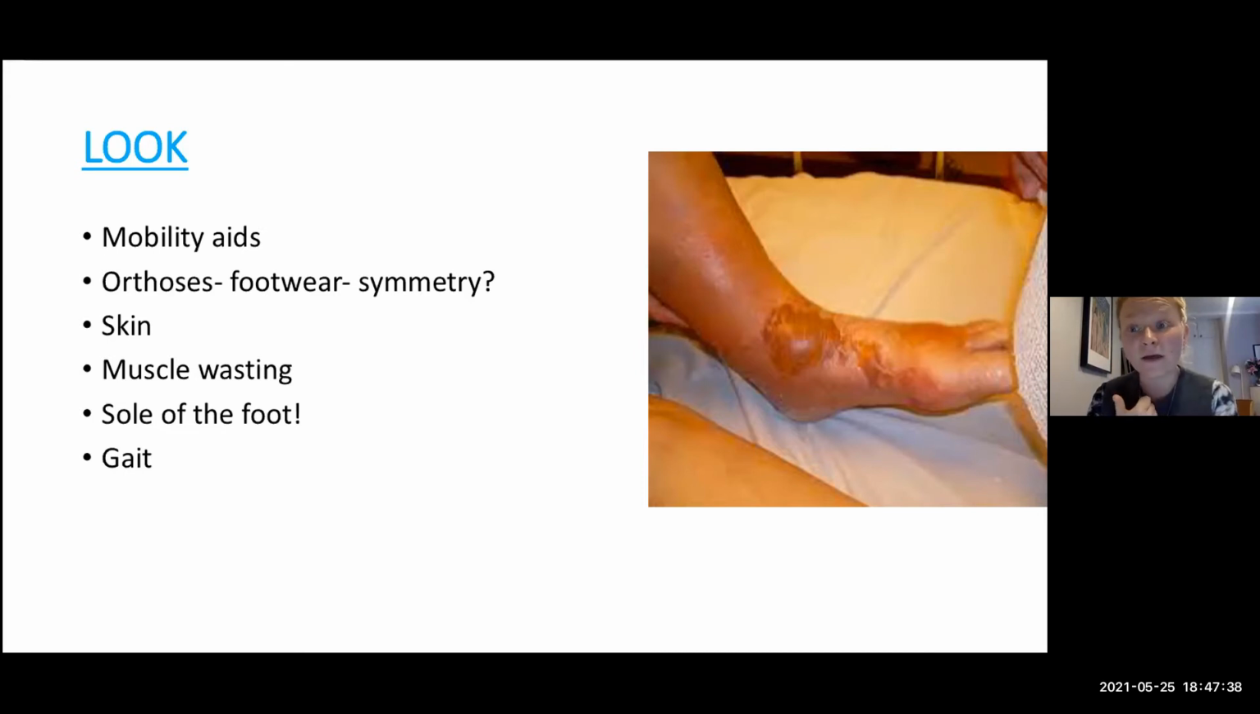Or is there erythema around the joint space? Is there a wasting of muscles that I can see? Is there asymmetry from the left to the right foot? Can I see any valgus or varus deformity?